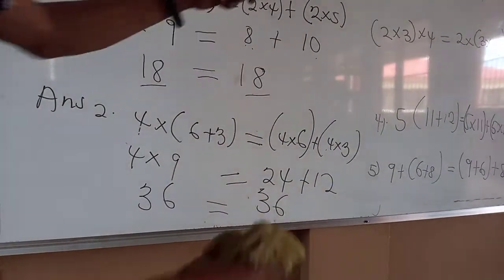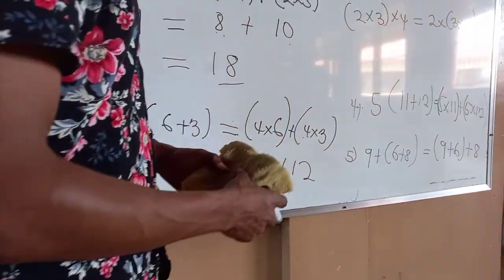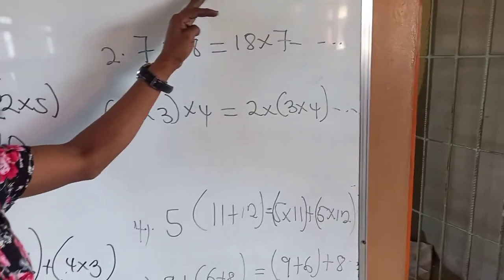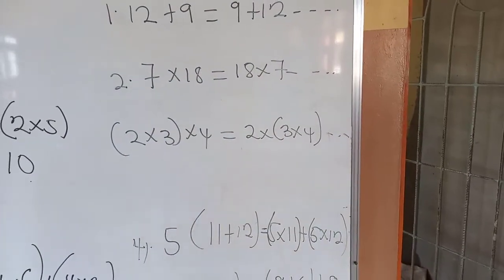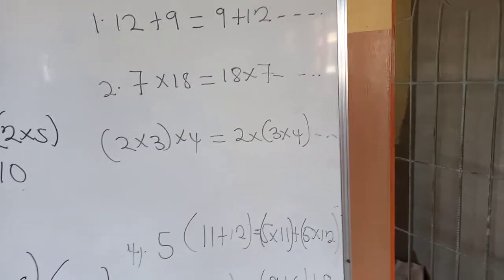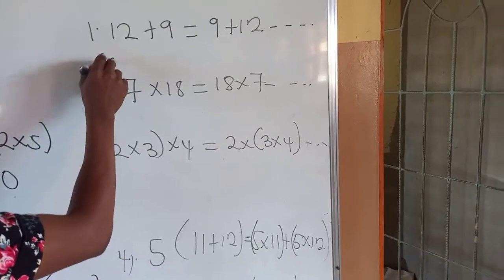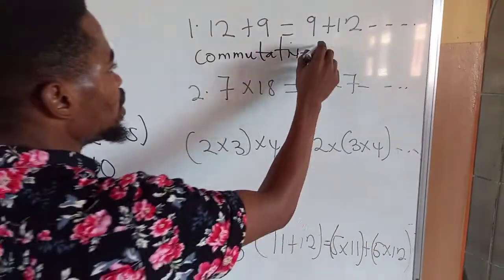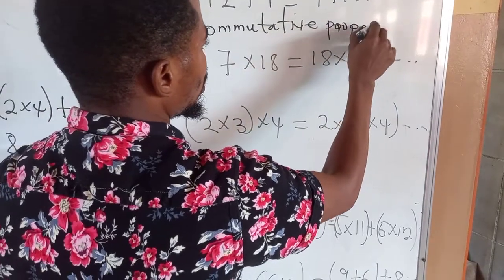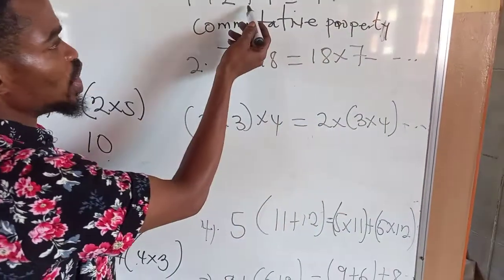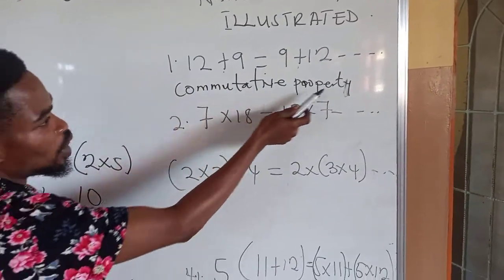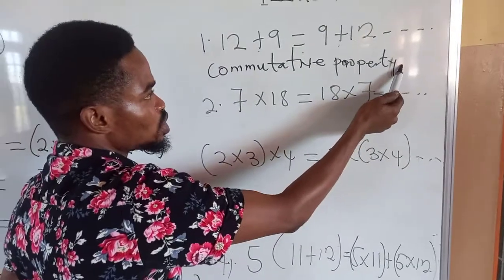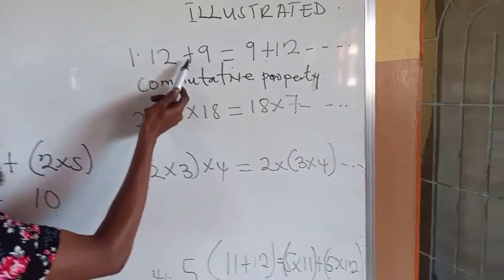Now let us look at some few illustrations here and identify the properties. We have 12 plus 9 is the same as 9 plus 12. Which property is this? The property is what? Commutative. Commutative property of what? Addition. Commutative property of addition, right? So there's no space here to write here, sorry. So it's commutative property of addition.